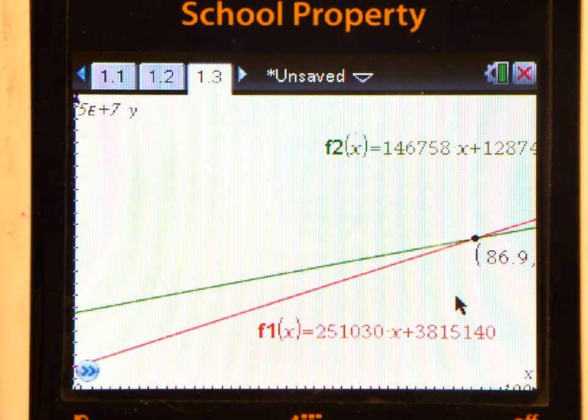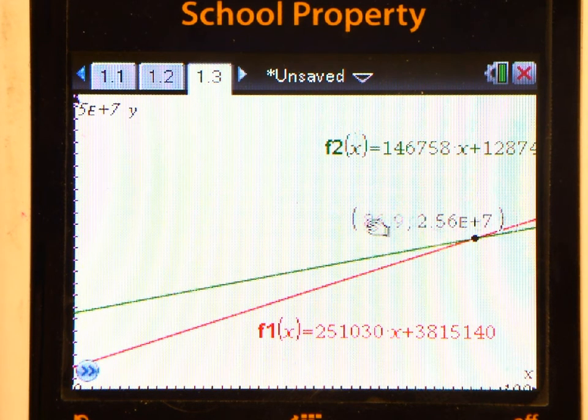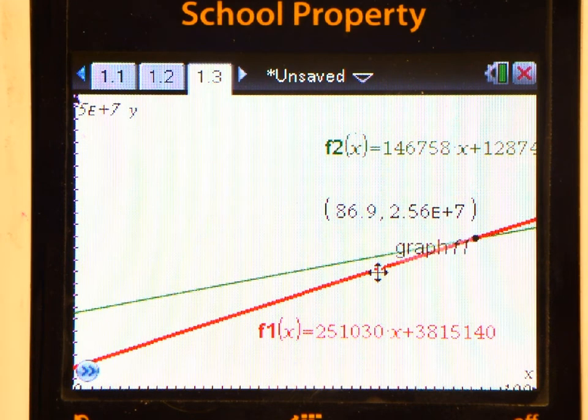And now if you notice on my window it says 86.9, comma, and then I don't see anything. So what I'm going to do now is click and hold on that. I'm going to move my mouse over here so I see the little grippy hand. Click and hold. It will grab that ordered pair, and then I can move it anywhere I want so that I can actually see what it's saying. So now that says 86.9, comma, 2.56 e plus 7.